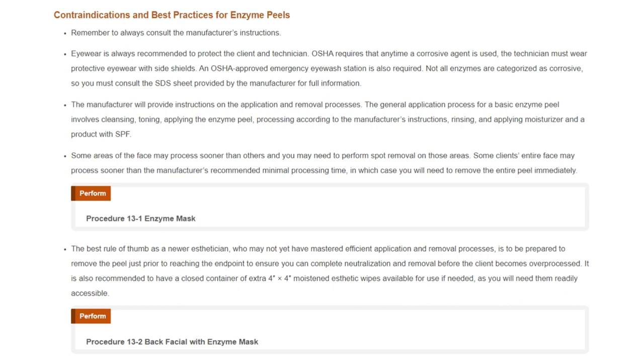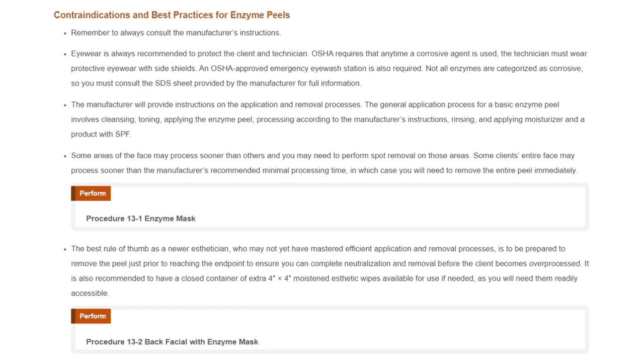Perform. Procedure 13:1 Enzyme mask. The best rule of thumb as a newer esthetician, who may not yet have mastered efficient application and removal processes, is to be prepared to remove the peel just prior to reaching the endpoint to ensure you can complete neutralization and removal before the client becomes overprocessed. It is also recommended to have a closed container of extra 4x4 moistened aesthetic wipes available for use if needed, as you will need them readily accessible.